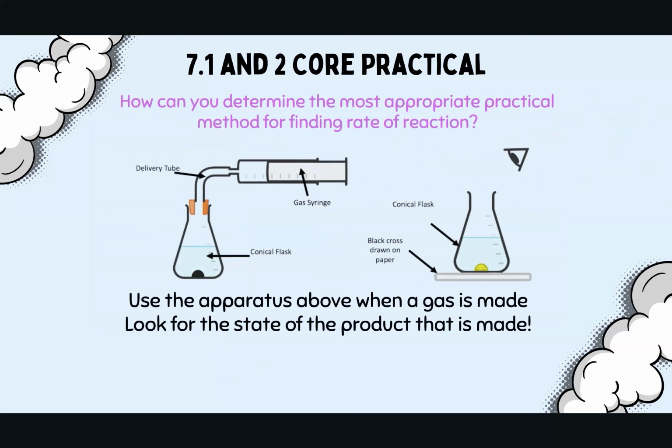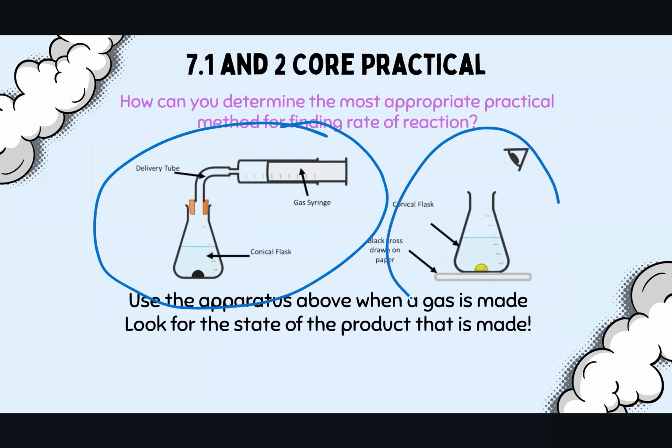So how can you determine the most appropriate practical method for finding a rate of reaction? You use the apparatus above when a gas is made. So if you know a gas is being made, you would use this. If a solid is being produced when you react two different chemicals, you would use this one. So if it's a gas that's being produced, use this one. If it's a precipitate, in other words, a solid, then use the X marks the spot one.